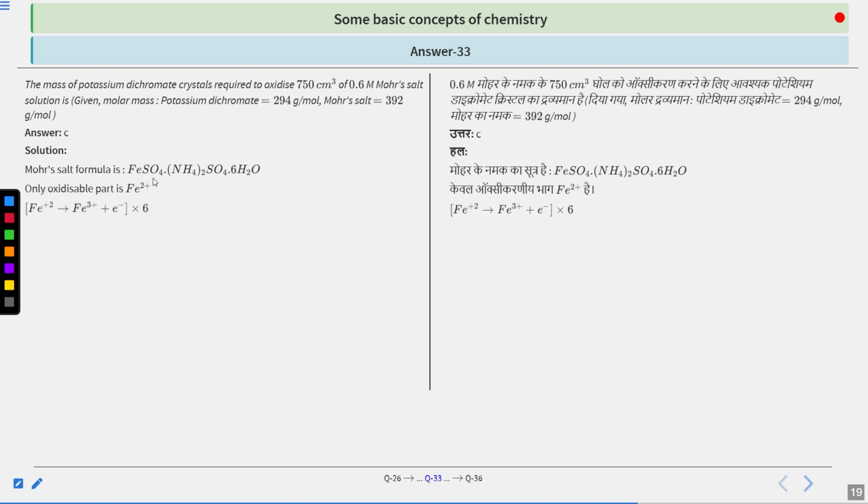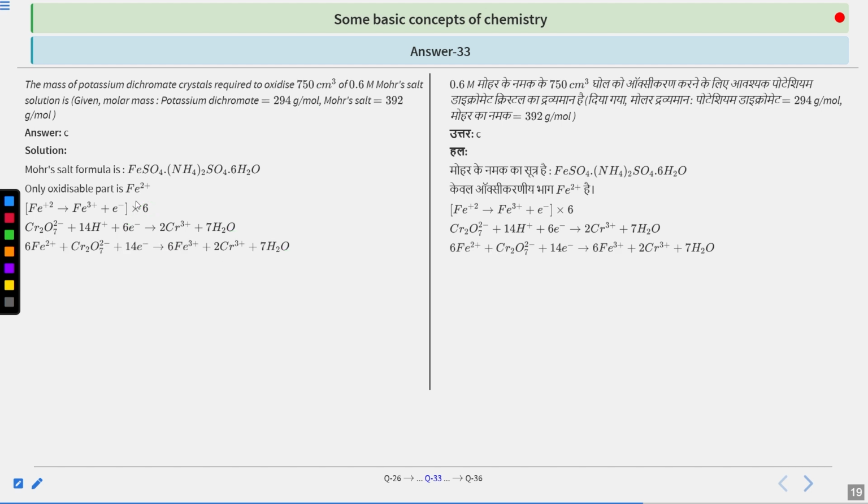Now Fe2+ is going to Fe3+, multiplied by 6. Okay, so this is multiplied by 6. And this is the equation that we already have. These are two equations. Why multiply by 6? To keep the number of electrons balanced. Adding these two equations will give 6 Fe2+ plus Cr2O7 2- plus 14 H+, giving us 6 Fe3+, 2 Cr3+ and 7 H2O.